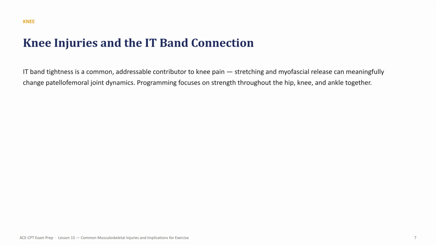Let's move to the knee, and specifically its connection to the IT band. IT band tightness is one of the most common and most trainer-addressable contributors to knee pain. When that band along the outside of the thigh gets tight, it can meaningfully change the dynamics of the patellofemoral joint, which is the technical way of saying it changes how the kneecap tracks as the knee bends and straightens.